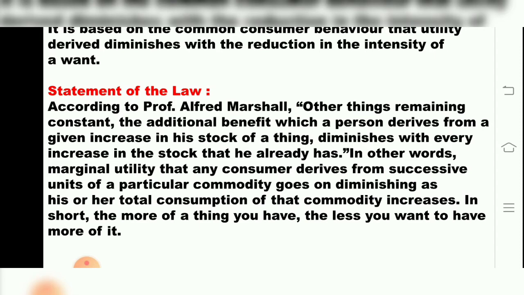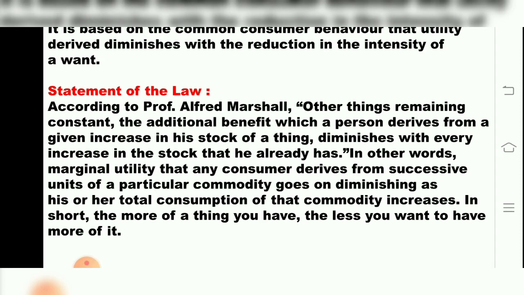So this law of diminishing marginal utility statement tells us that according to Professor Alfred Marshall, other things remaining constant, the additional benefit which a person derives from a given increase in his stock of a thing diminishes with every increase in the stock that he already has. In other words, the marginal utility that any consumer derives from successive units of a particular commodity goes on diminishing as his or her total consumption of that commodity increases.